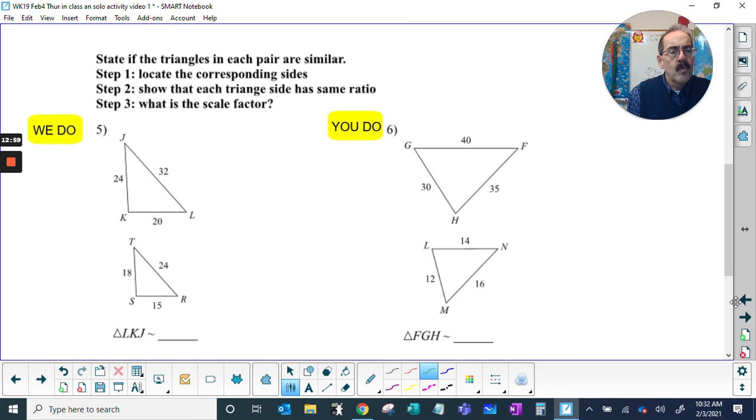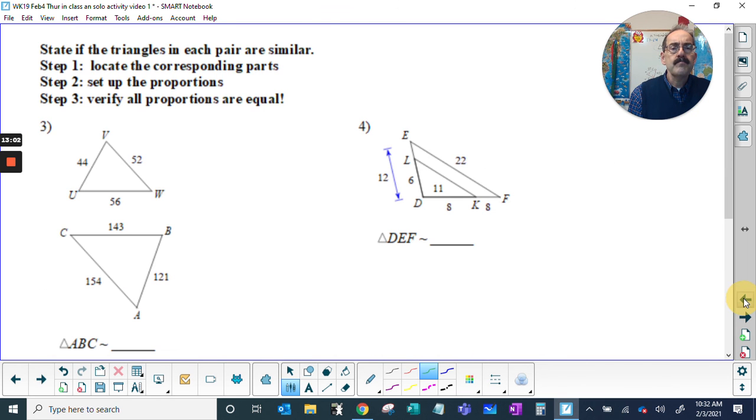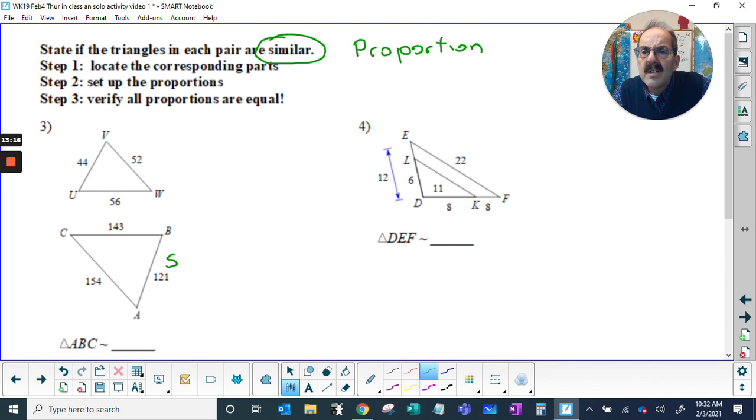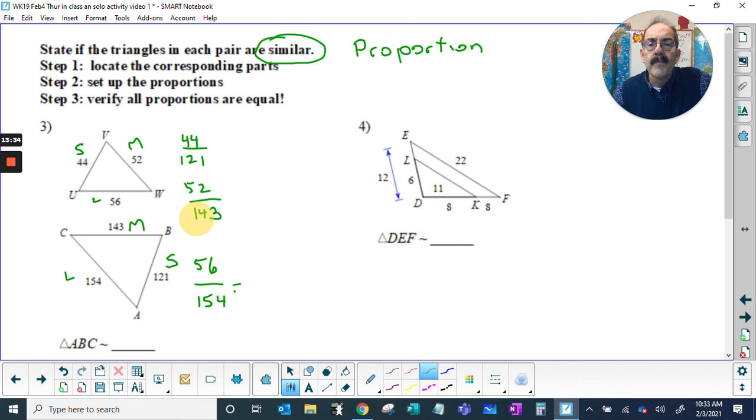Now, what if we had a triangle? Can you tell if they're similar? Can you tell if they're in proportion? Okay, so we'll go short to short. Short, 44/121. Medium, 52/143. Long, 56/154. Okay, grab your phone, grab a calculator.